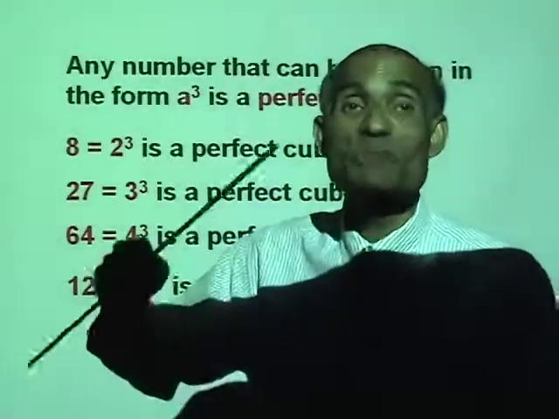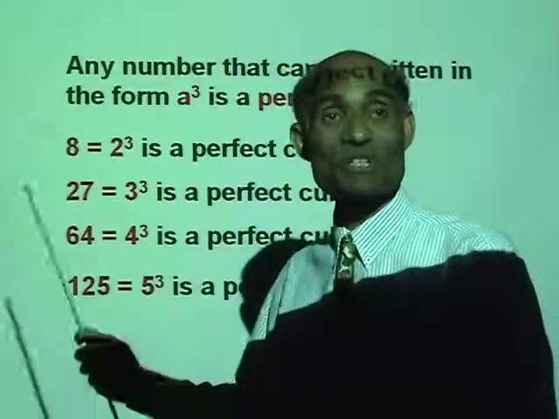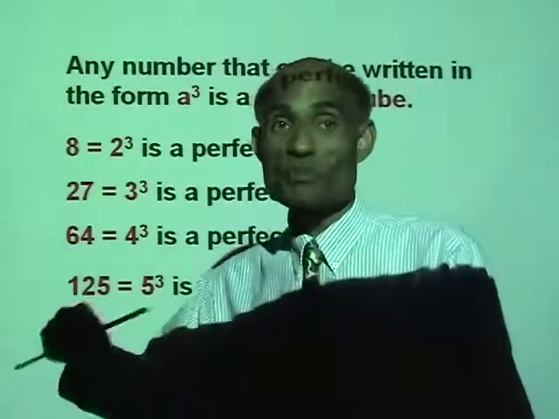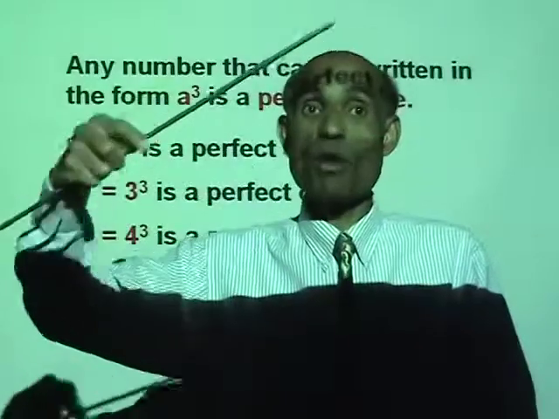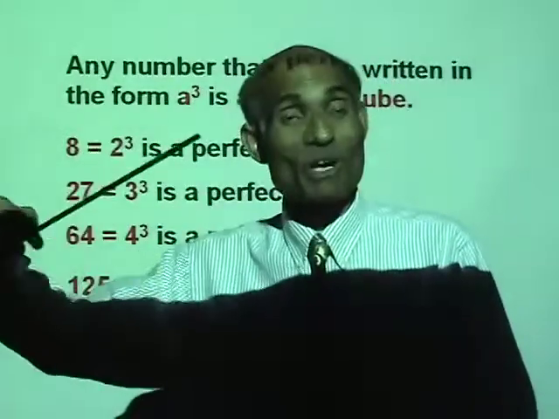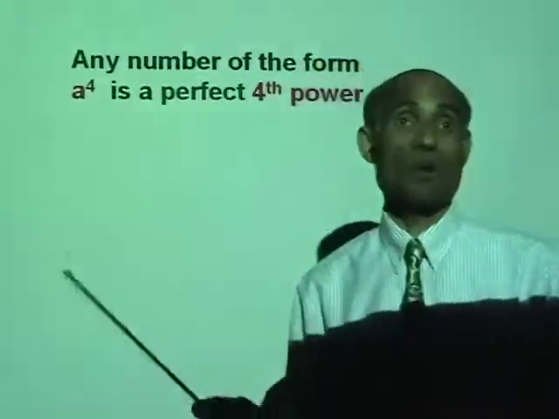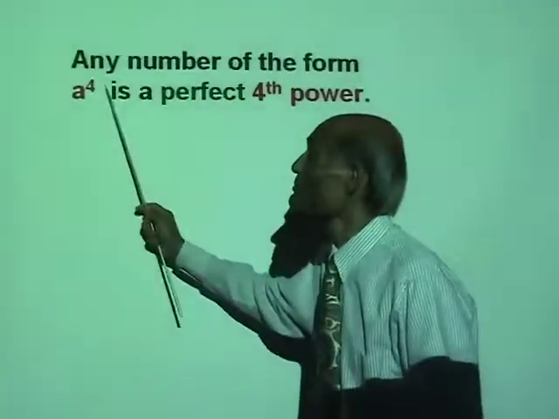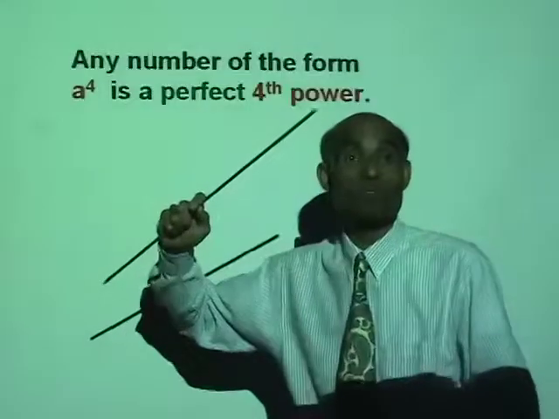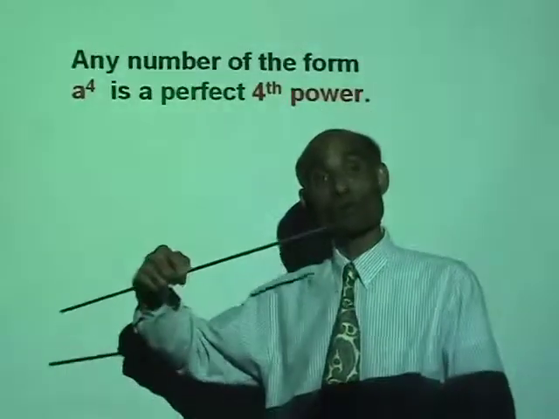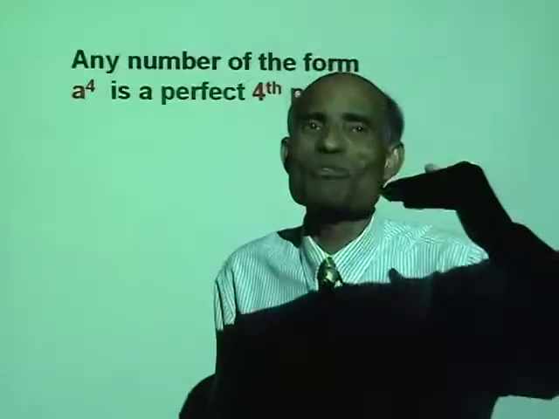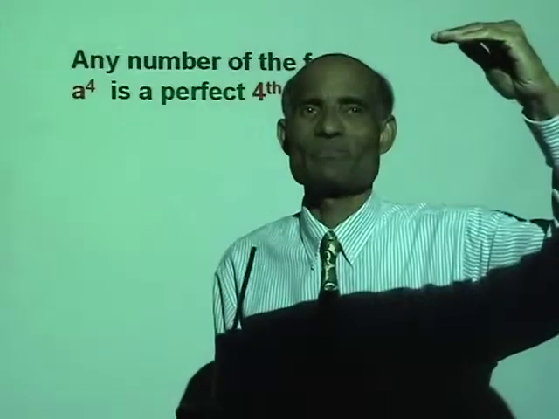And in order to simplify radical expressions, you must be familiar with these perfect cubes. So you must know your perfect squares, your perfect cubes, and so on. In the same way, a number that can be written in the form a to the power 4 is a perfect fourth power. Can you give me at least 2 examples of a perfect fourth power?